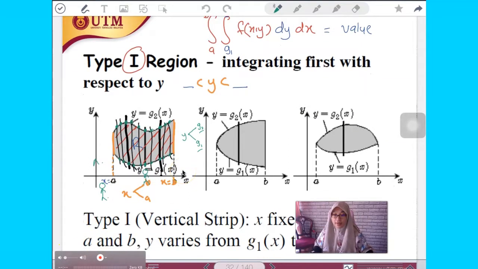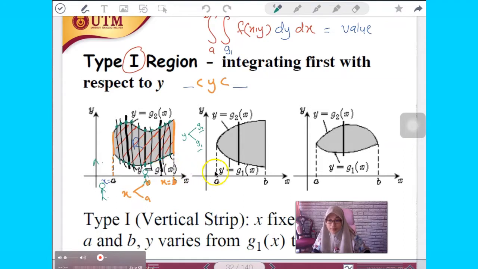And then after you obtain the vertical line, so you can determine the limit of x, where x is constant, and then you can determine the limit of y is function.